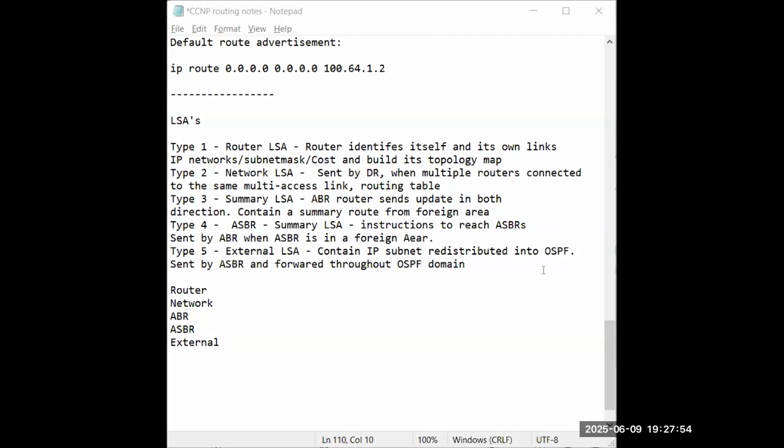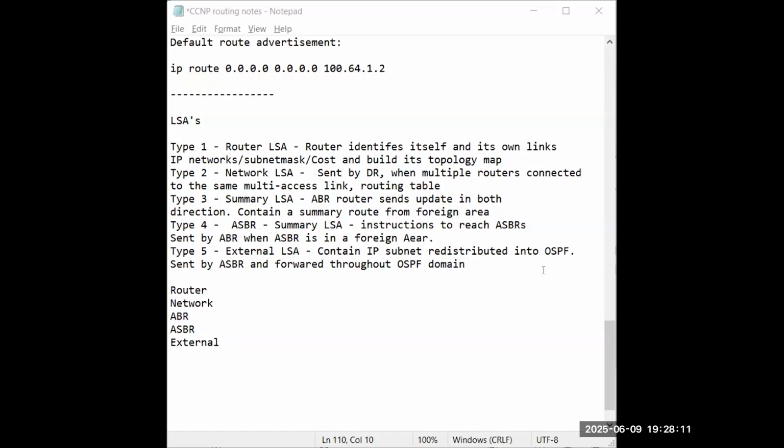Type 3 is generated by all the routers in the OSPF domain. Is a type 3 LSA packet generated by all the routers in the OSPF domain? No, only by ABR routers.